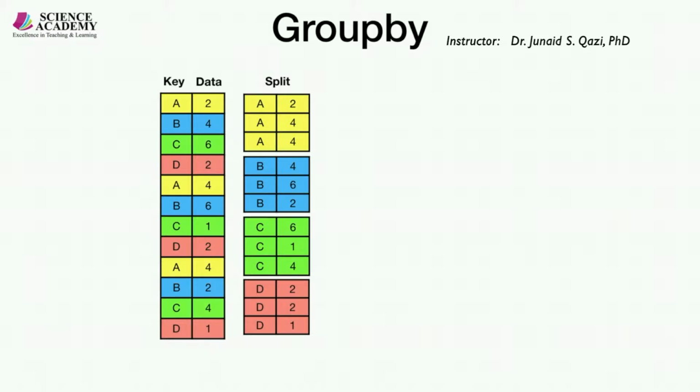The splitting is performed on a particular axis of an object. For example, a data frame can be grouped on its rows, where axis is equal to 0, or its columns, where axis is equal to 1. In this example, the splitting is along the rows.